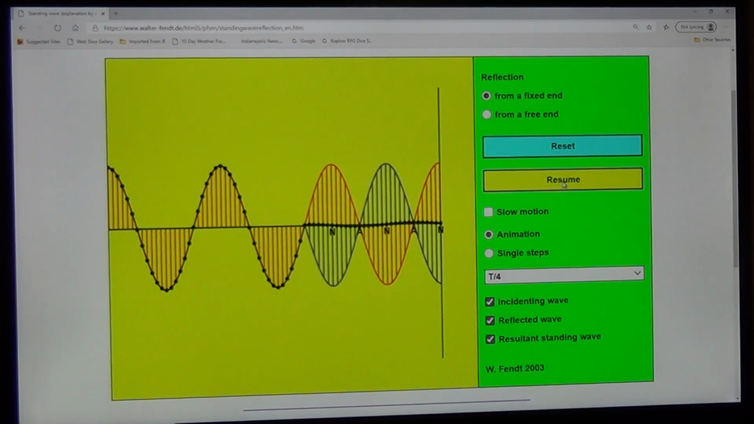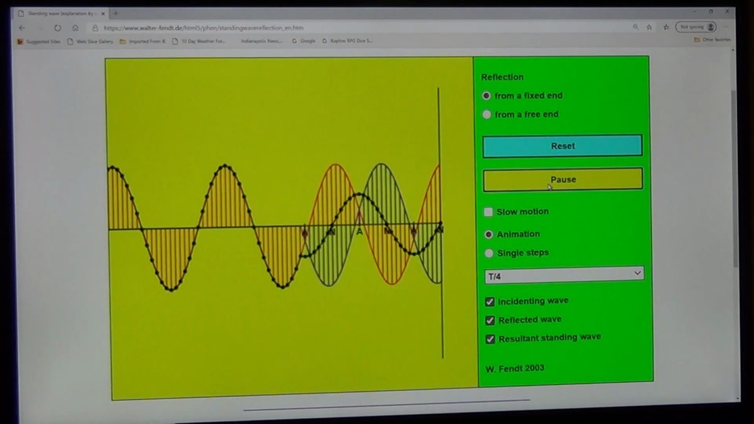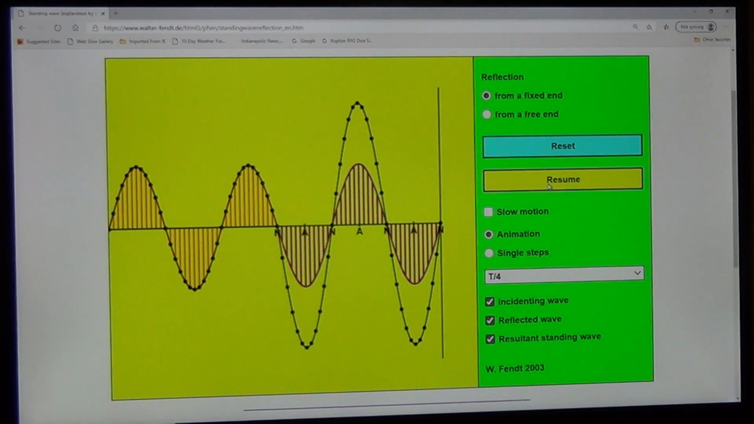We can pause this at certain moments. For example, right here, what we have is a crest interfering with a trough, and those two will cancel each other out. Remember, that's called destructive interference. You let it go a little bit further, and there you have the same parts of both waves. Two troughs add up to make a larger trough. Two crests add up to be a larger crest, and that is constructive interference.